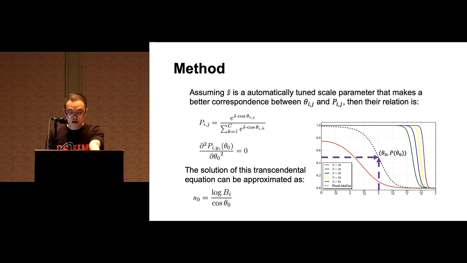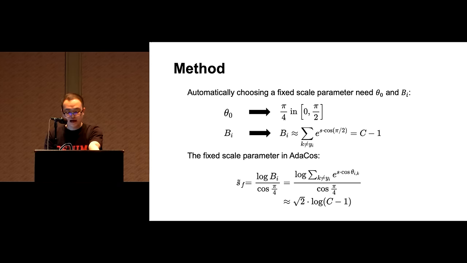In our AdaCos loss function, we use only hyperparameter S and make it adaptive to the current training status, as shown in this figure. We hope the curve of probability increases from 0 to 1 as the ground truth class angle decreases from half pi to 0. Given a desired center angle theta 0, we can calculate its corresponding hyperparameter S 0 to achieve such a desired curve. In our first exploration, a quarter pi seems to be a proper choice for theta 0 when the angles span between 0 and half pi.